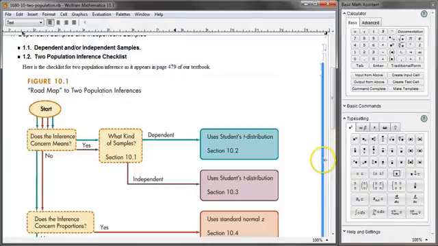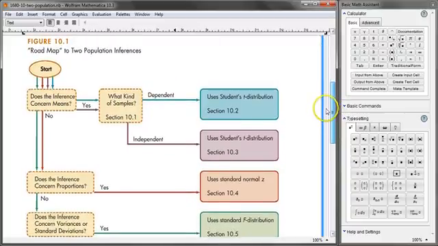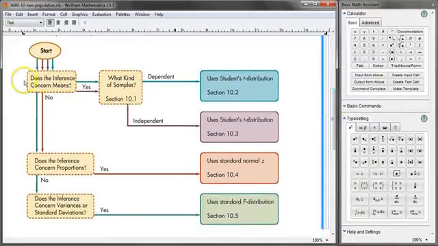By the way, here's a checklist. And here we go. This is kind of roadmap our textbook author gave us. Begin, and here's the first question. Does the inference concern the mean? Yes, then what kind of sample? Dependent or independent? Depending upon the answer, you have to use different technique. 10.2 technique or 10.3 technique. The key difference will be the standard error formula for 10.3.